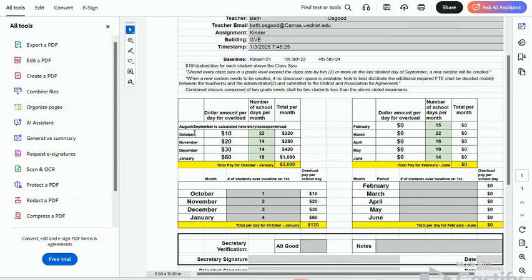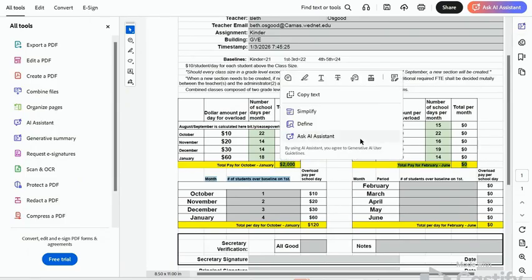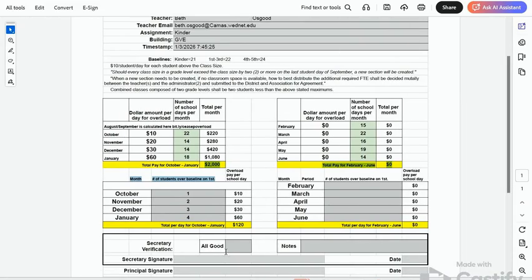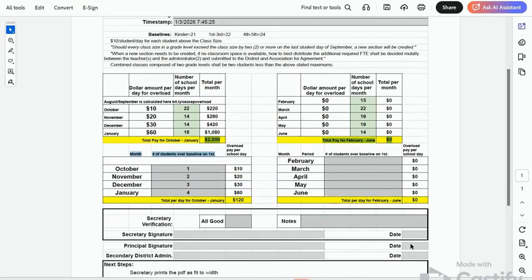In October, there were 22 days. 10 times 22 is 220. It does all the math for us. Total pay for October to January is $2,000 for this person. If it's all good, secretary check off, sign it, date it, pass it on to your administrator. Administrator signs off, dates, passes it on to their administrator, who then passes it on to HR.